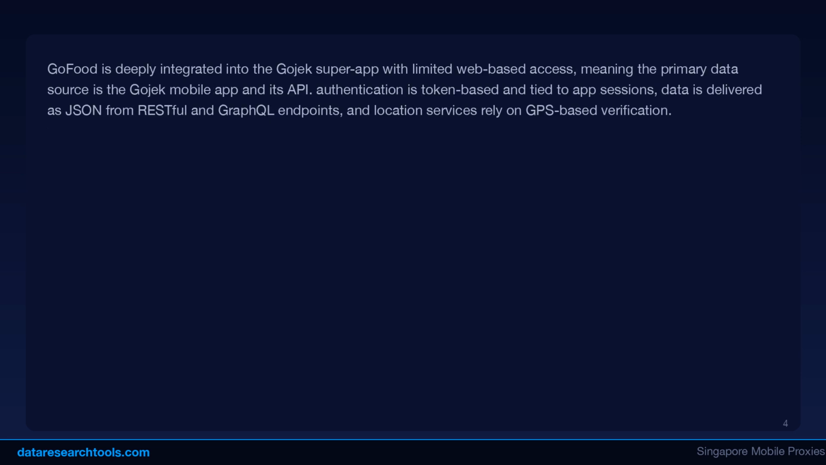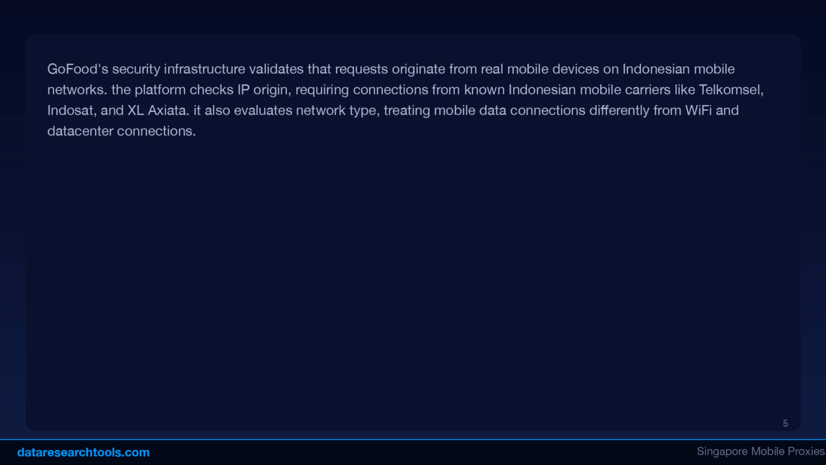GoFood is deeply integrated into the Gojek super app with limited web-based access, meaning the primary data source is the Gojek mobile app and its API. Authentication is token-based and tied to app sessions. Data is delivered as JSON from RESTful and GraphQL endpoints, and location services rely on GPS-based verification.